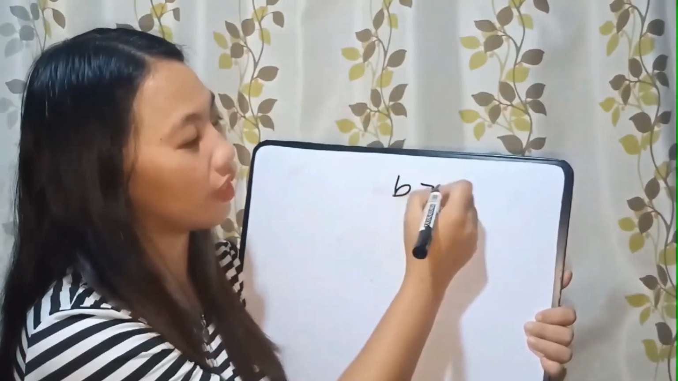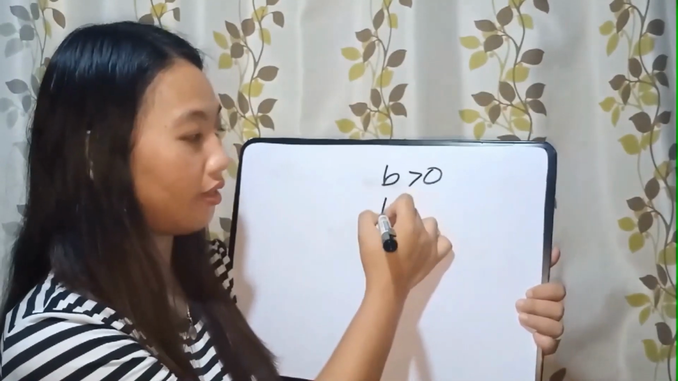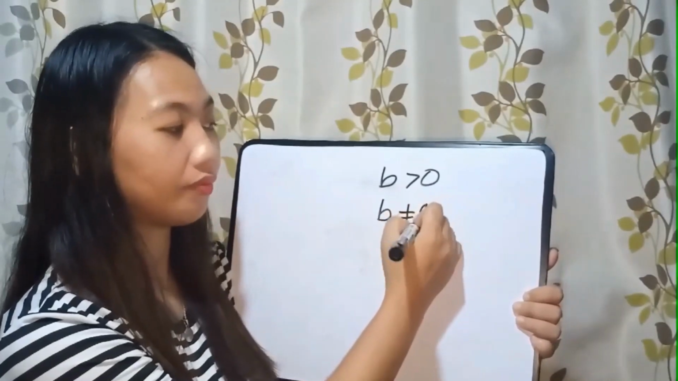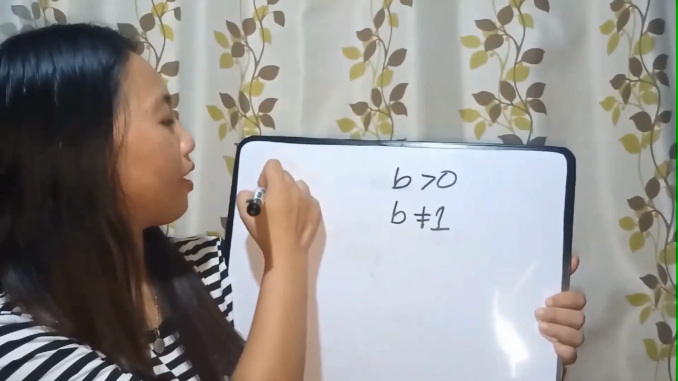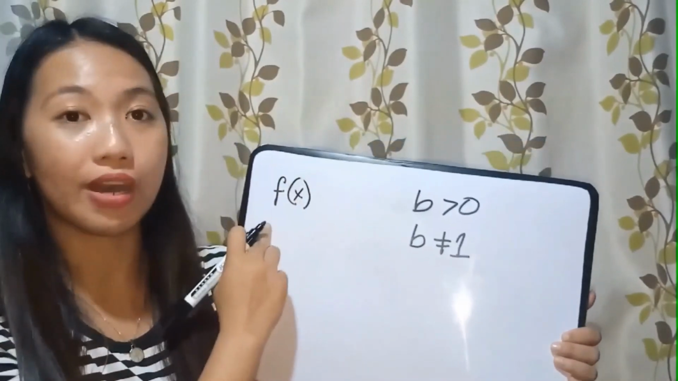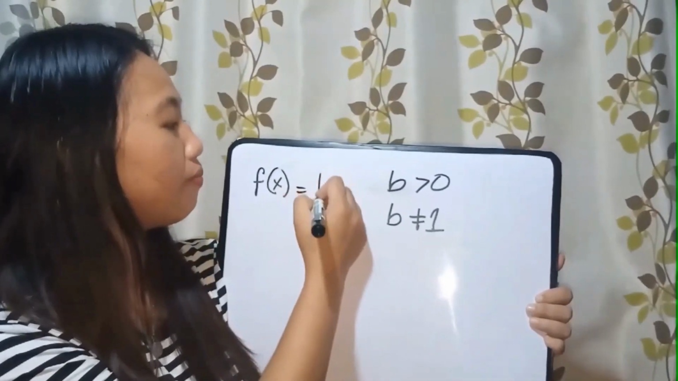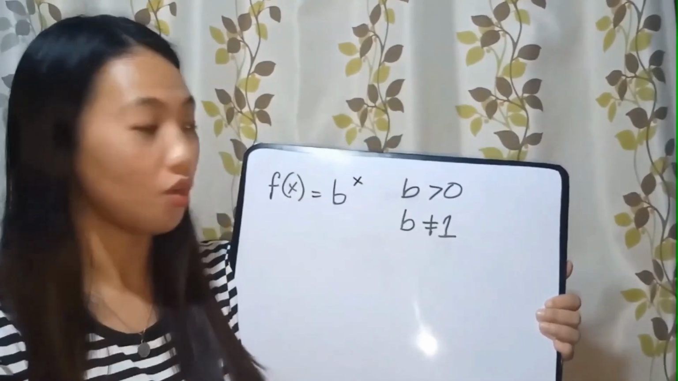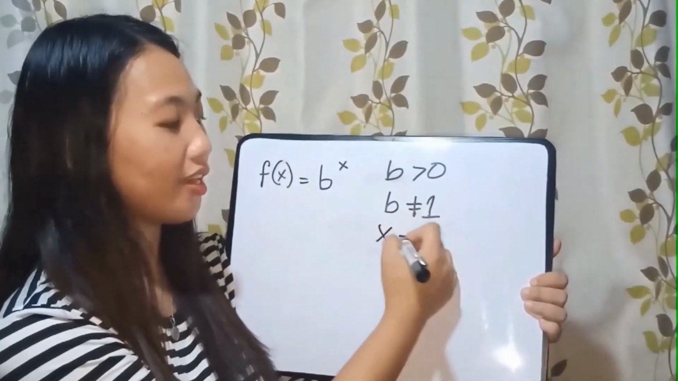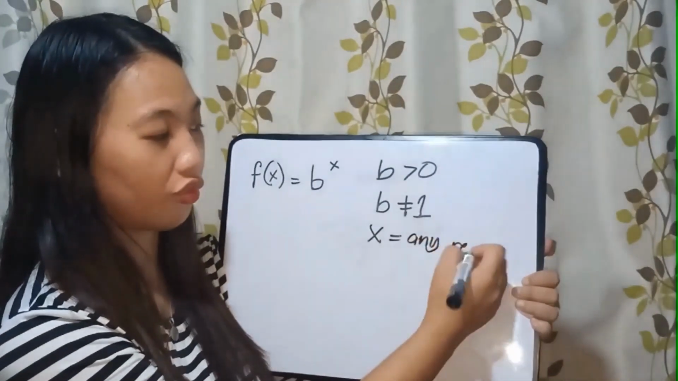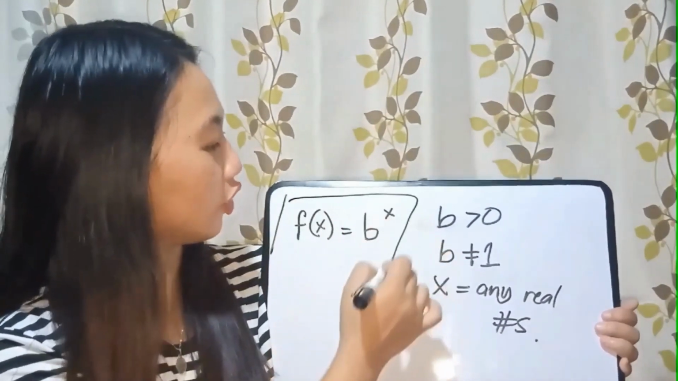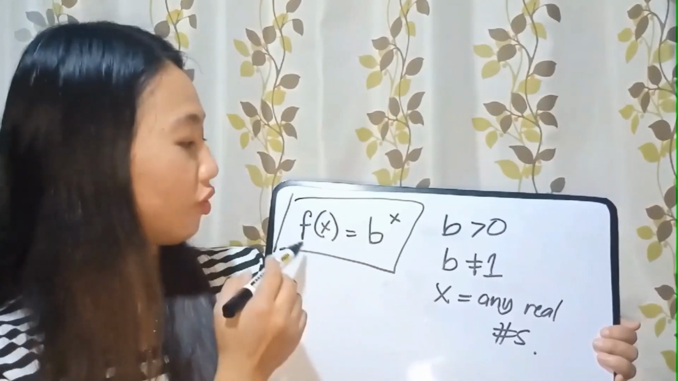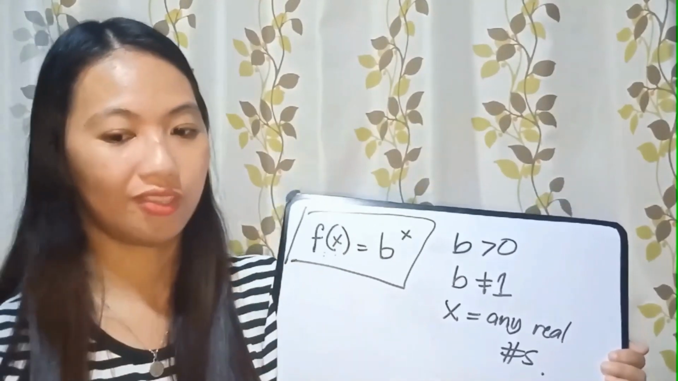If we have b greater than 0, and b is not equal to 1, then the function f is defined by f of x equals b raised to x, wherein x is any real number. It's what we call the exponential function. This is a function since we have the function of x.